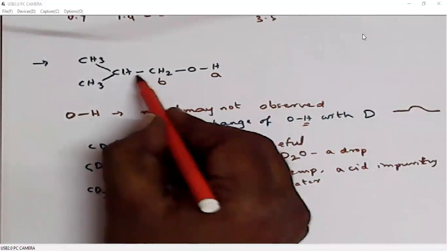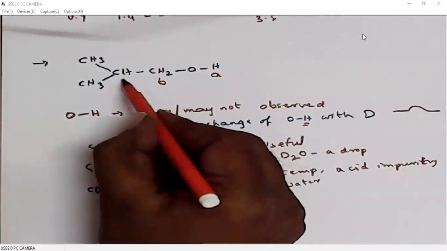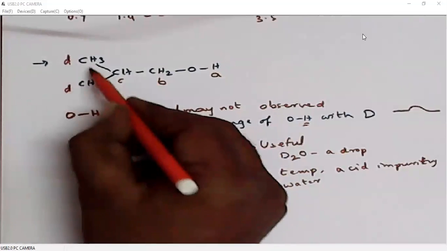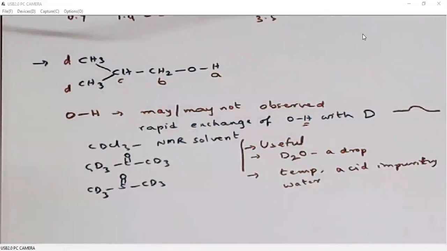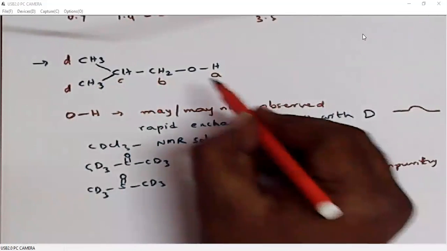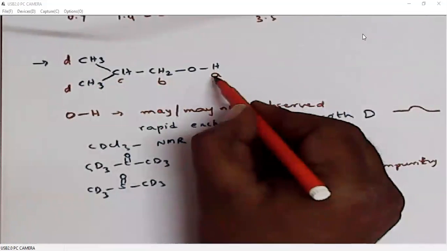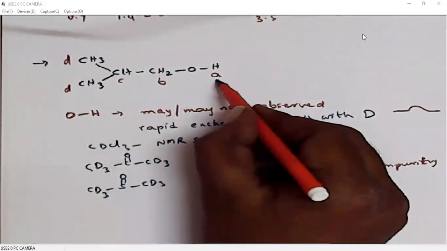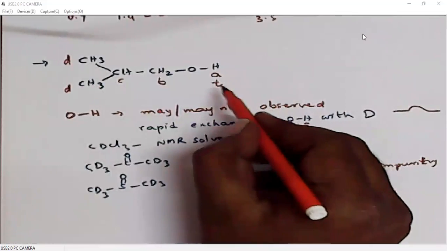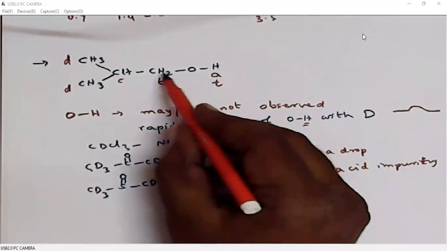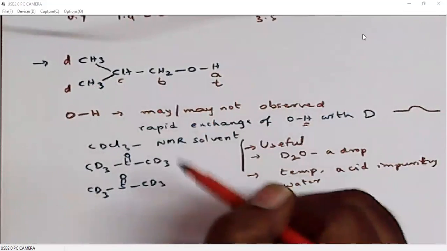We know the inductive effect decreases with distance. So this C and these two are chemically equivalent, so they will give the same spectra. Now, if it gives a peak, it gives a triplet because it is having two alpha protons. If it gives the signal in the proton NMR, it gives a triplet because it is having two alpha protons.